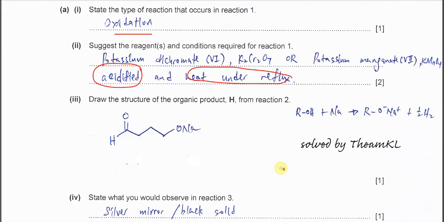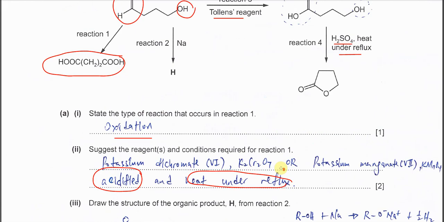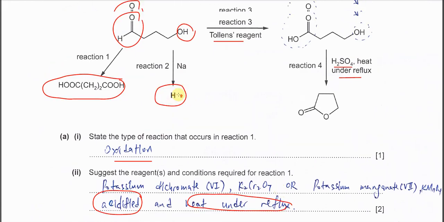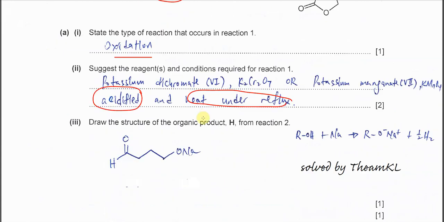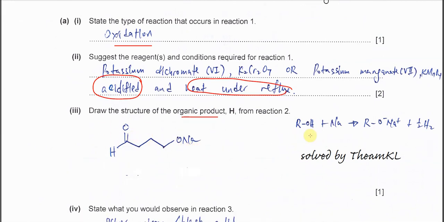Okay, draw the structure of the organic product H from reaction 2. Okay, this one. So we know that the OH group will react with sodium, and these hydrogens will be substituted by the sodium, so it will form hydrogen gas and it will form salt. Okay, so the organic product means the salt, so you just put this O and Na there, this part remains. Okay, again, for the reaction of alcohol with sodium, it always forms sodium alkoxide with hydrogen gas.